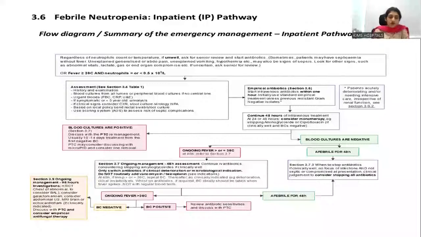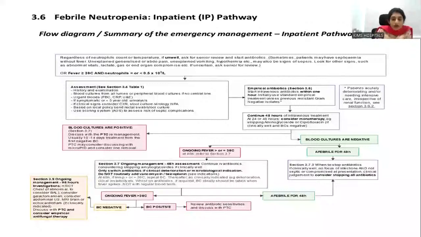Do not routinely add vancomycin or teicoplanin. These are the things which we need to keep in mind. And if the patient is febrile but clinically well, with no focus of infection, and not septic or compromised at presentation, then you can consider stopping all these antibiotics. That is also one more thing. So these are the things.